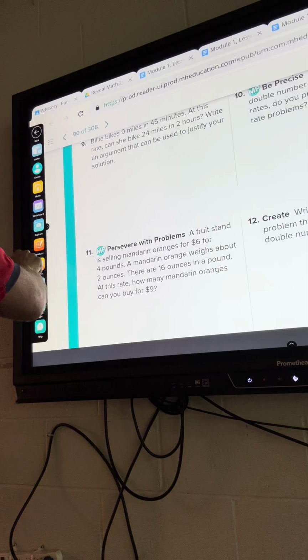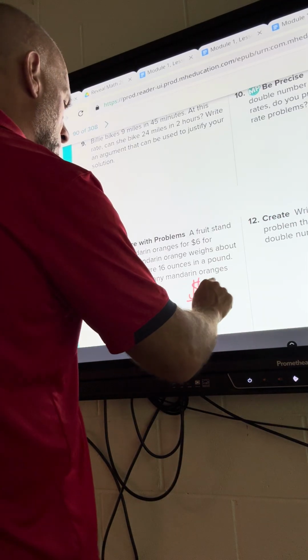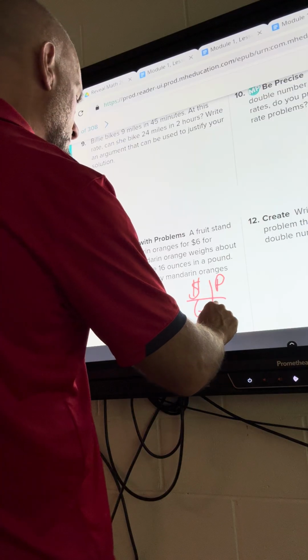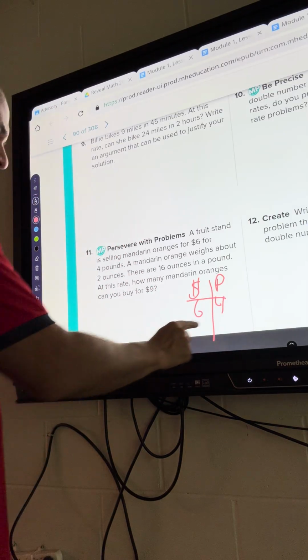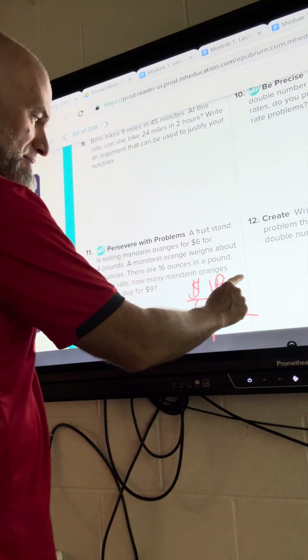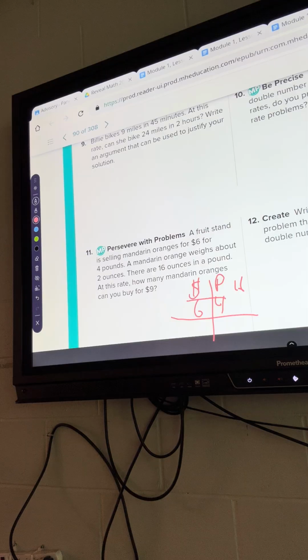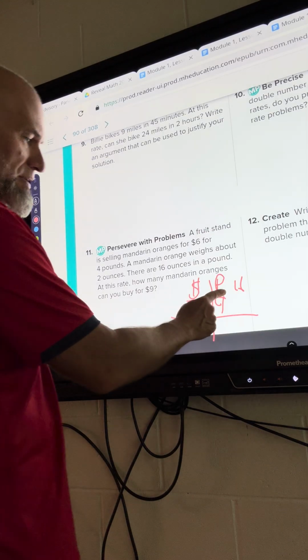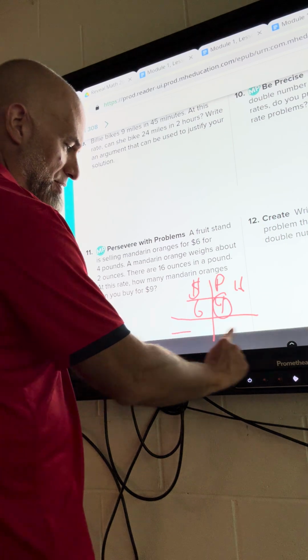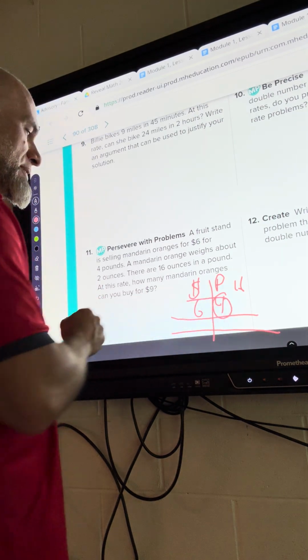Hold on here. So it's $6 for 4 pounds. And you may want to change this to ounces. So you can multiply both of these by 16 to change it to ounces if you want. And then how many mandarin oranges could you buy for $9? So if you know how much a certain amount of ounces costs for 6, you're going to want to change that to a 9 at some point.